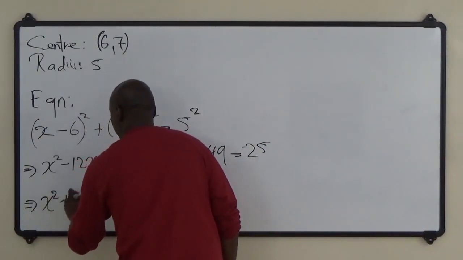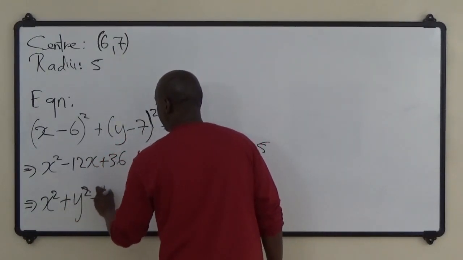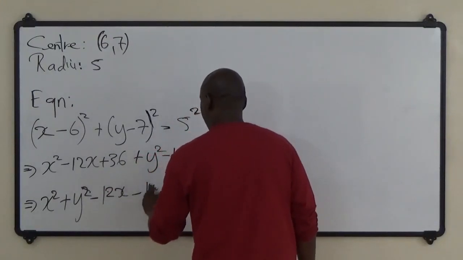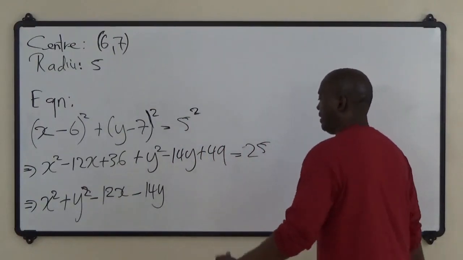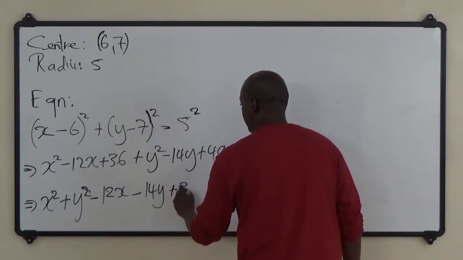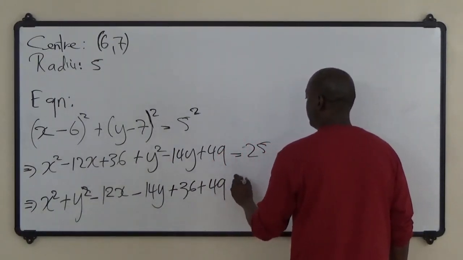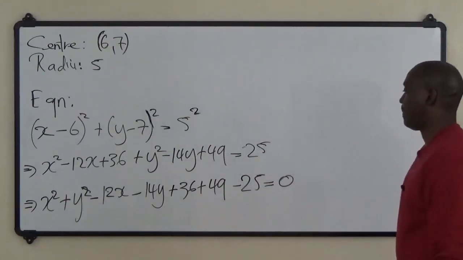We get x squared plus y squared minus 12x minus 14y plus 36 plus 49. Let me just put everything out for clarity. And I bring the 25 across, and I get minus 25 is equal to 0.